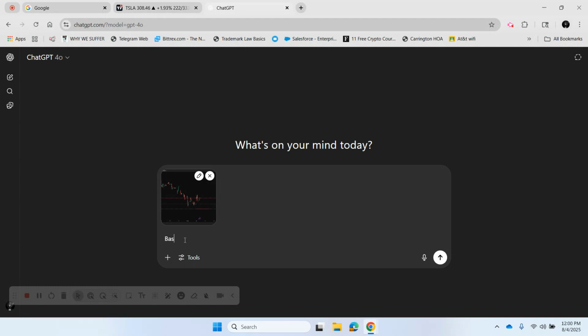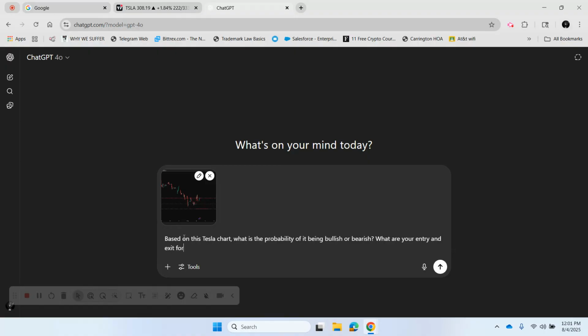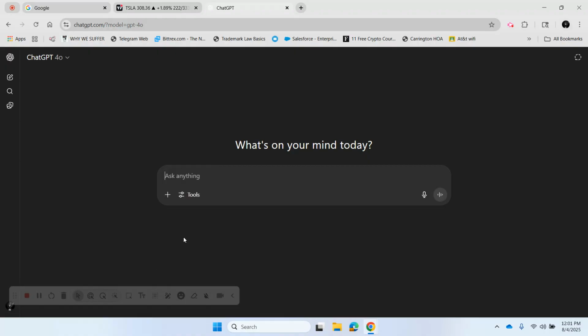So I could then say, all right, based on this Tesla chart, what is bullish, bearish, what are your entry and exit for both? Let's just go with that.